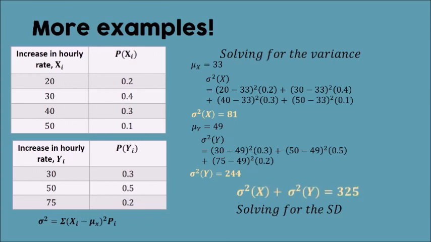Lastly, solving for the standard deviation, we get the square root of 325, which is 5 square root of 13 or 18.03 in decimal form, which means the standard deviation of the total raise in hourly rate for both universities is 18.03 pesos.